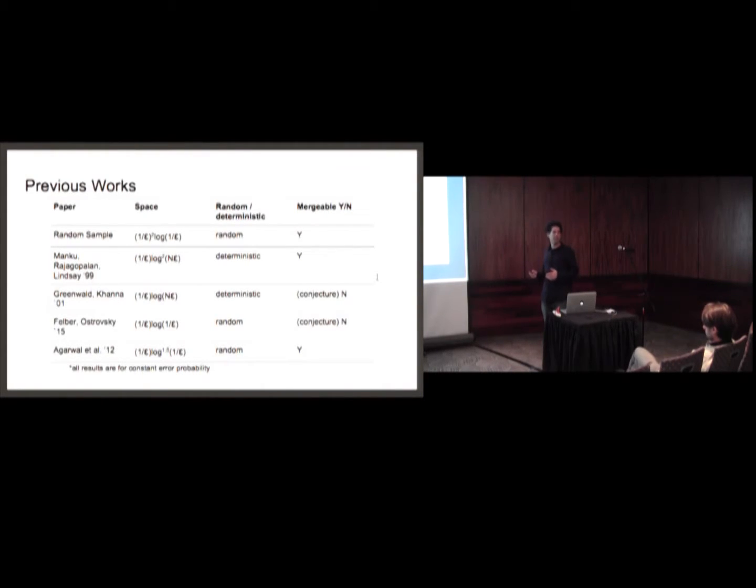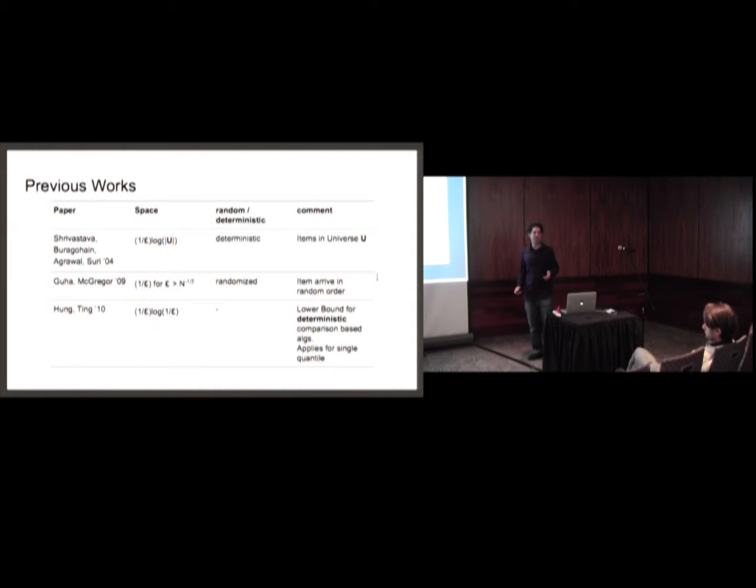And these are all in a comparison model, meaning you can only compare items. So you can think of other assumptions. If it's numbers, you can do gradient descent. And if the universe is fixed, for example, then you can depend on the number of items that can possibly appear, and you can have log of U, which is the size of the universe. Also, if the items don't arrive in random order, if somehow you know the data is shuffled, then something like gradient descent, which actually can be extended to any comparable items, can be done, and you can get a sketch of 1 over epsilon size, but it only works for epsilon larger than 1 over square root of n.